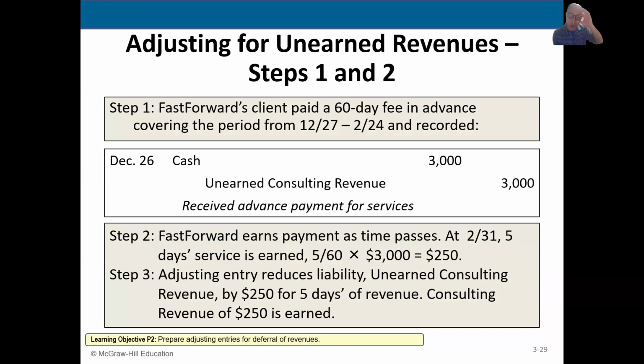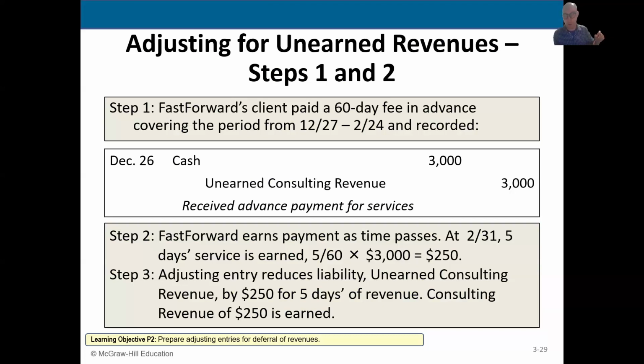Now we start working with the customer, so time is going by. We provided a couple days worth of service to this customer. Now, as the time goes by, we need to recognize that we are earning that revenue. So here we have, we earned 5 days of service out of 60 days. It's $250 of earned revenue. So we can enter an adjusting entry at the end of that month.